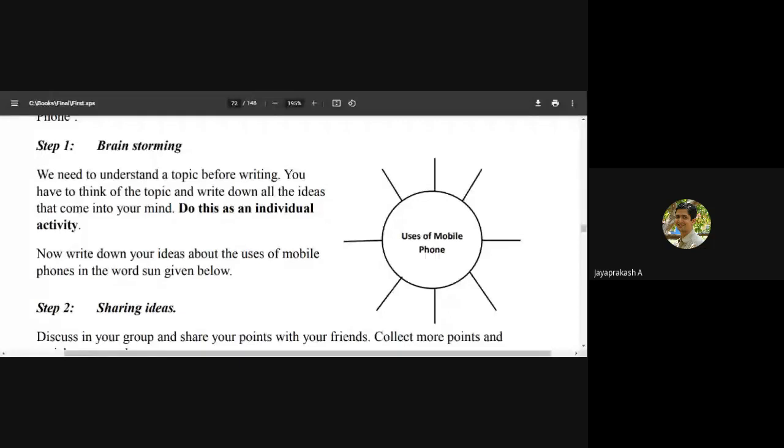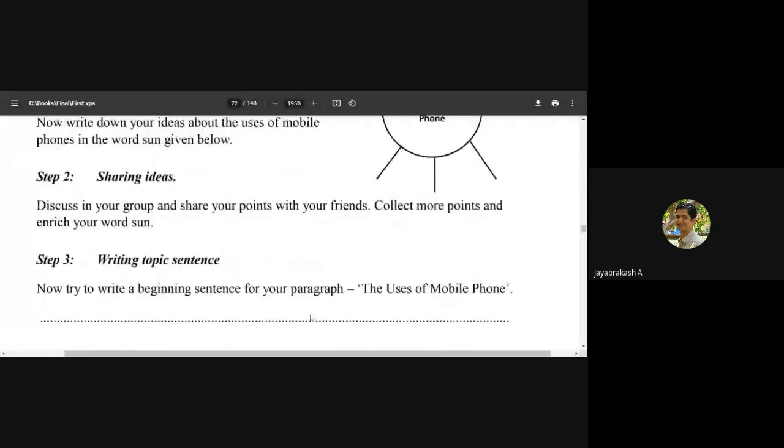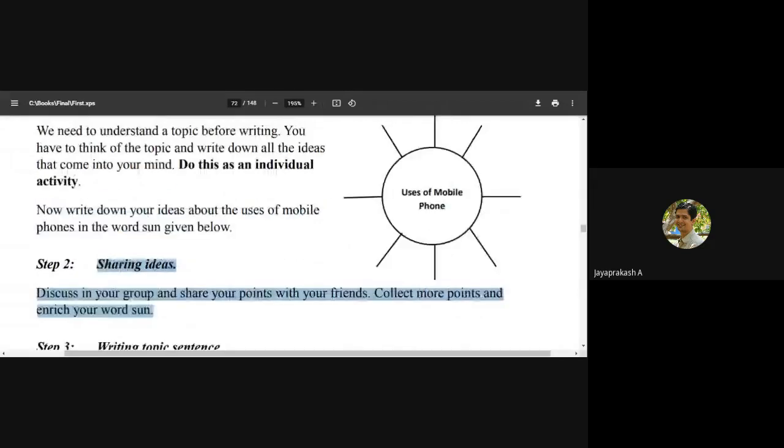So once you number the rays, another thing you can do, if you are not doing it as an individual activity but as a group activity, the second step that you can do is to share your ideas with your group members. So what happens? I will have more rays in my sun. If I share with my friends, I will get more ideas for my word sun. There will be some ideas which I thought of, my friends did not think about. There will be some ideas my friends thought about which I never thought of. So all these ideas can be gathered together and you have a large number of ideas.